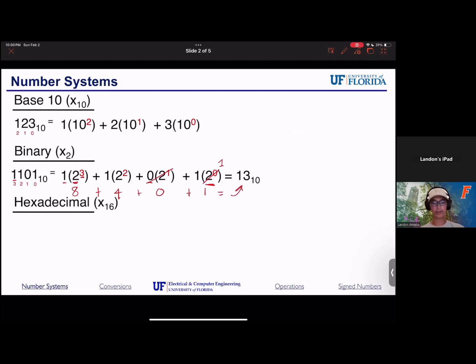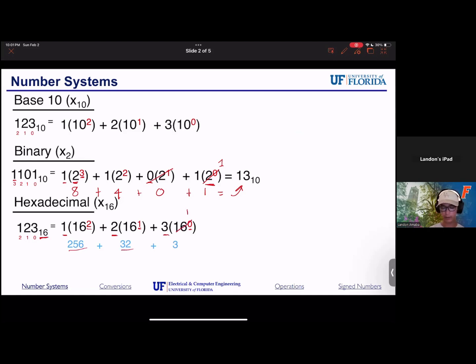So now we'll move on to hexadecimal, and we'll take the same number, 123, but now there's a subscript of 16 indicating that our radix, or our base, is 16. So we'll continue this process. 1 times 16 to the 2, 2 times 16 to the 1, 3 times 16 to the 0. Expanding that out, 16 squared is 256. 2 times 16 is 32. And then 16 to the 0 is 1 times 3 is 3. And we'll see all of this adds up to 291 in base 10.